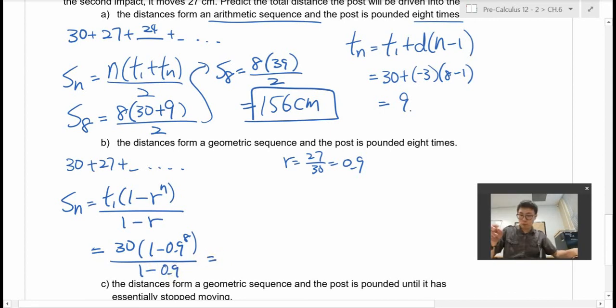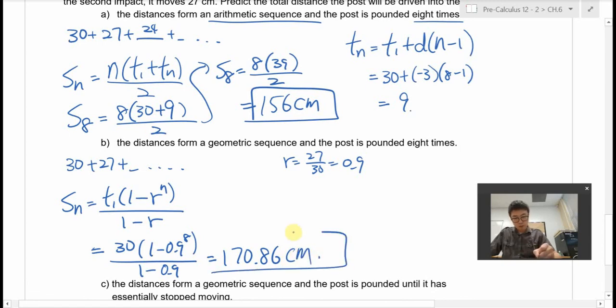Now we can put this into the calculator. 1 minus 0.9 to the power of 8, times 30, divided by 1 minus 0.9, which is 0.1. So divided by 0.1, which is 170.86 meters. Oh sorry, centimeters. So that would be the answer if it was a geometric sequence.